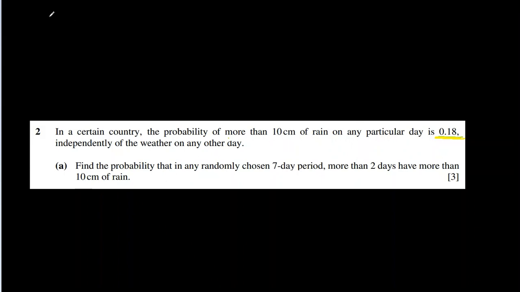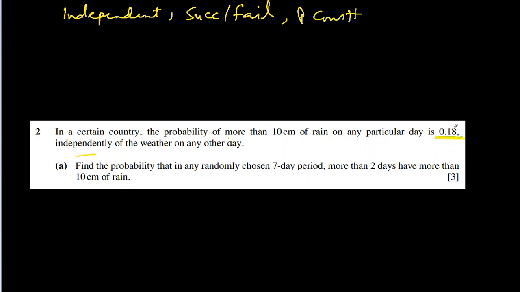So it seems to be a binomial distribution. We have 4 conditions. Are the events independent? They have mentioned that all days are independent, right? Then we should have a clear success and failure. Yes, we have, because it will rain or it will not rain more than 10 centimeters. So success and failure are there. Probability should be constant. Yes, it is 0.18 throughout. And finally, the total number of trials should be finite.